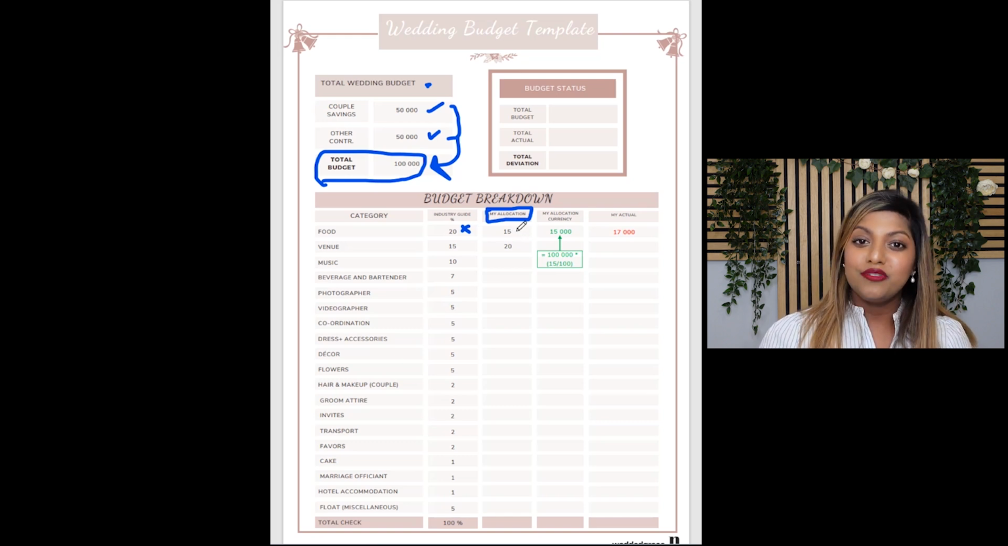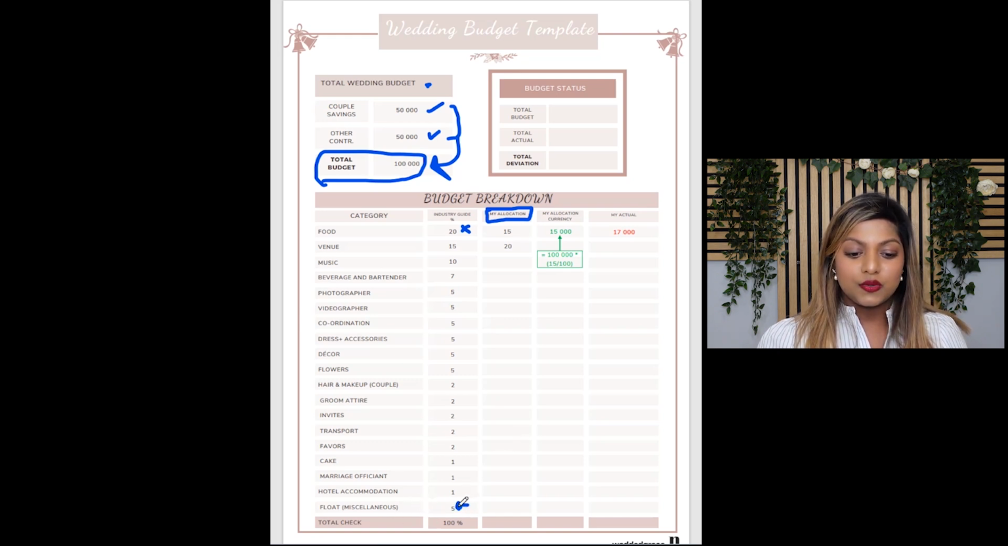So, like we said before, I can either take the 5% and go down here and add it to the 5 that's already there in my miscellaneous or float column, or I can distribute it somewhere else that I want it to go to. And I have decided that I'm going to put it towards my venue instead. So now, my industry standard of 15 doesn't apply because I've added the 5 from the food into my venue. So my new percentage is 20% for my venue.